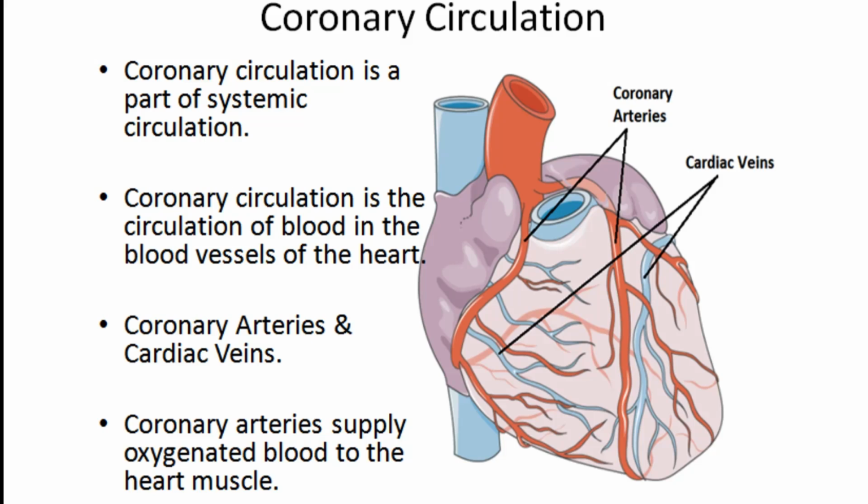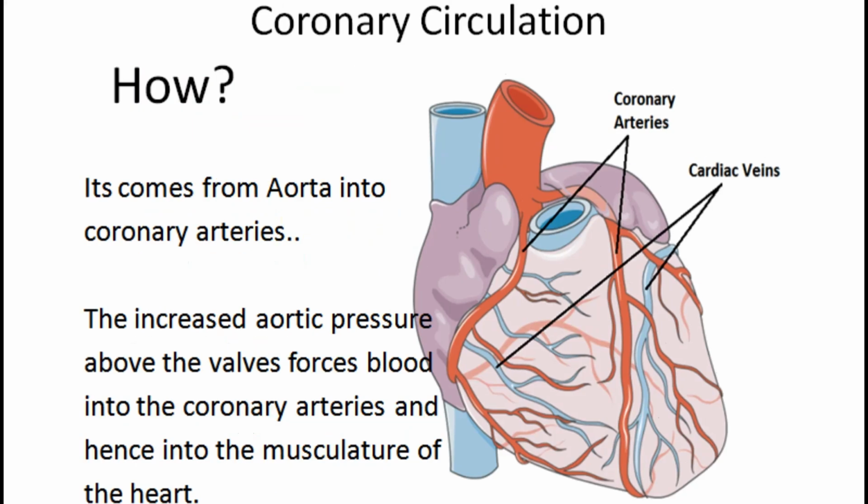How? Let's see. We have two things here, coronary arteries and cardiac veins. Coronary arteries supply oxygenated blood to the heart muscle. How? It comes from the aorta into the coronary arteries. We have seen the aorta in our previous videos while looking into pulmonary circulation, also in systemic circulation. Aorta is the main artery through which oxygenated blood flows from the heart to the body. During this, pressure is exerted, due to which the blood is forced into the coronary arteries.